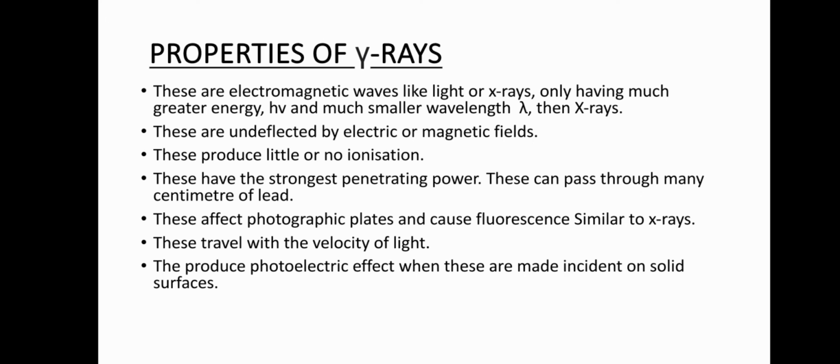Properties of gamma rays. These are electromagnetic waves like light or X-rays, only having much greater energy, hν, and much smaller wavelength, λ, than X-rays. These are undeflected by electric or magnetic fields. These produce little or no ionization. These have the strongest penetrating power. They can pass through many centimeters of lead. They affect photographic plates and cause fluorescence similar to X-rays. They travel with the velocity of light. They produce the photoelectric effect when made incident on a solid surface.